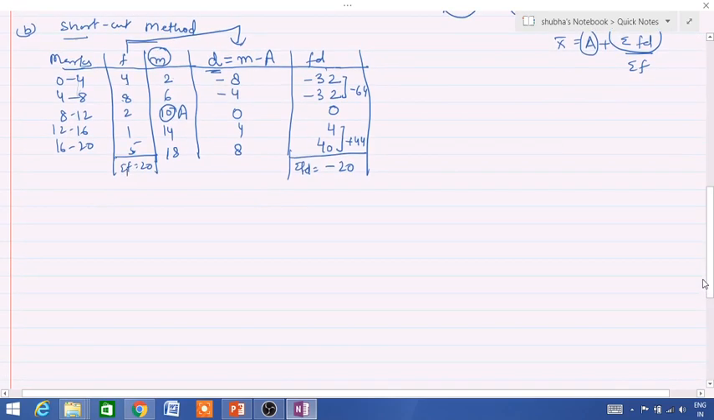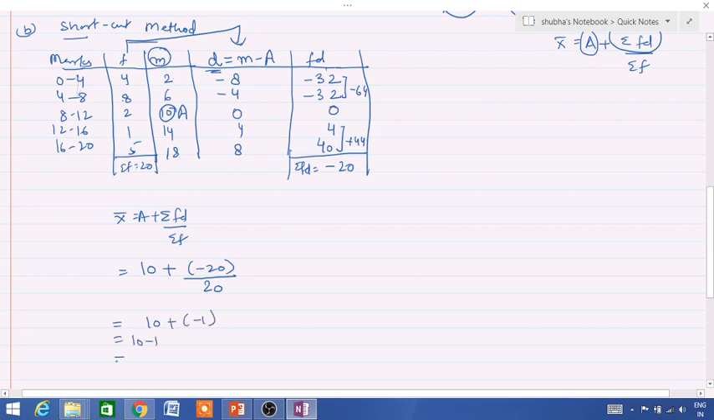By putting the values in the formula, mean is equal to A plus sigma fd over sigma f. Putting the values, A here is 10, sigma fd we have calculated is minus 20. That's why I'm writing it in bracket, because two signs are there. We cannot put two signs together. Divide by 20, dividing minus 20 by this 20, we get minus 1.